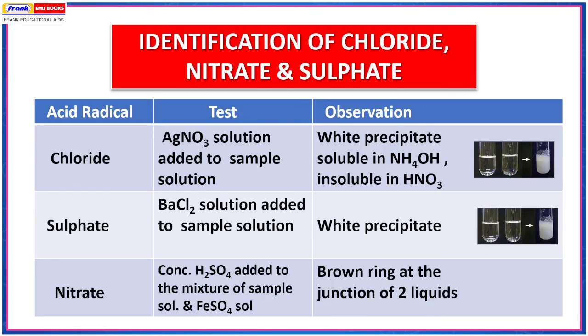Acid radical nitrate. Concentrated H2SO4 is added to the mixture of sample solution and FeSO4. Brown ring at the junction of two liquids is observed, thus confirming the presence of nitrate in the mixture.